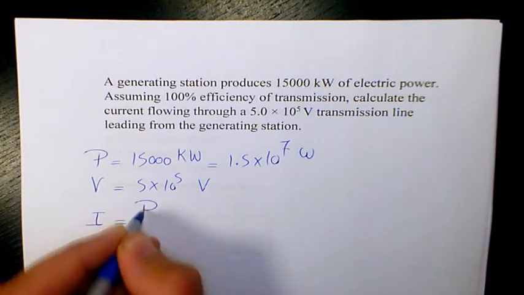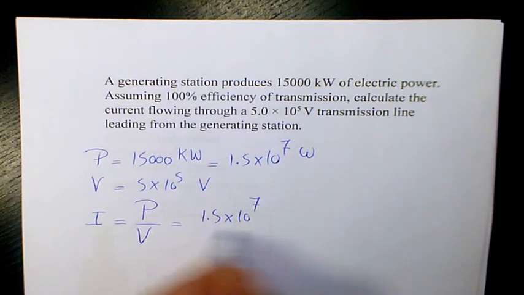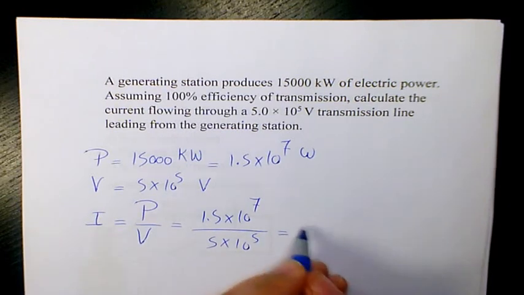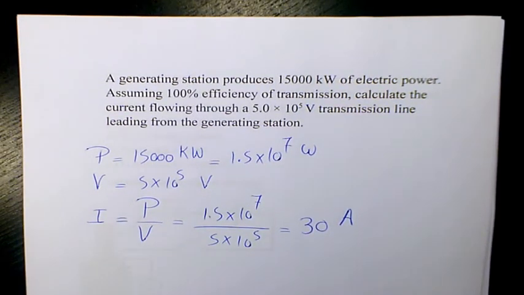Current is going to be P divided by V. We have 1.5 times 10 to the power of 7 divided by 5 times 10 to the power of 5. So that's going to be 30 ampere. So that's going to be the electric current in the transmission line.